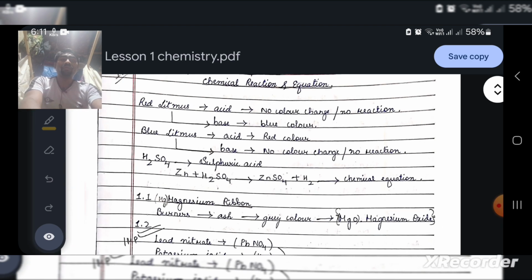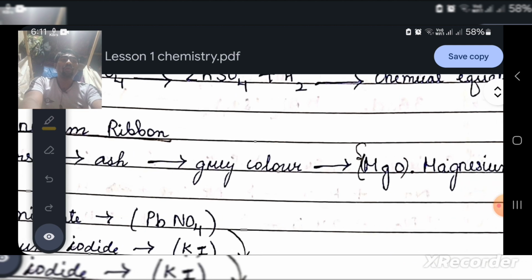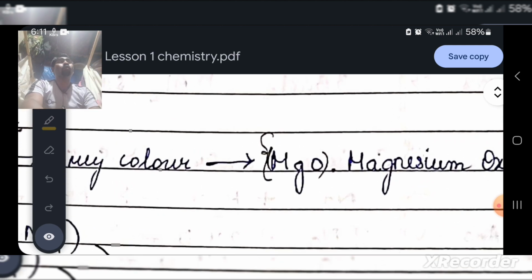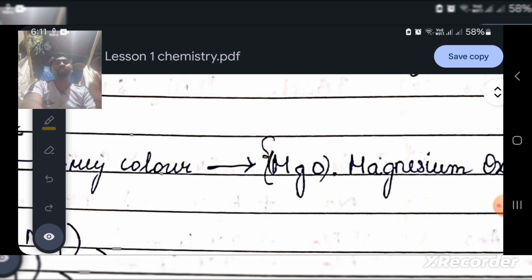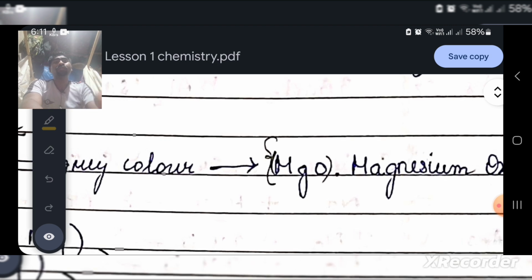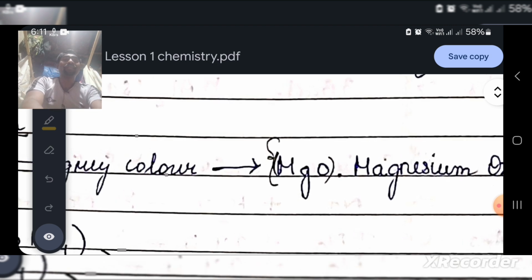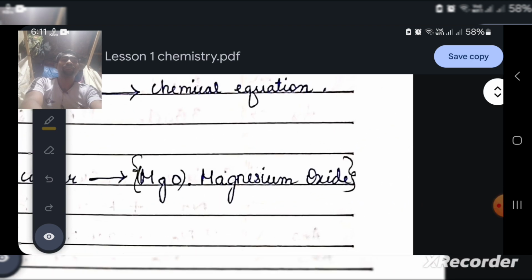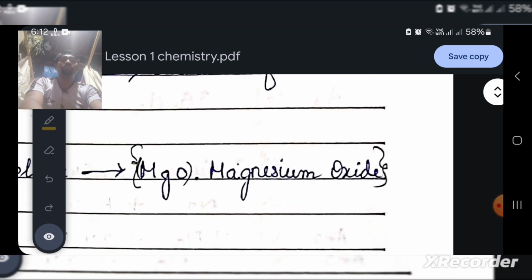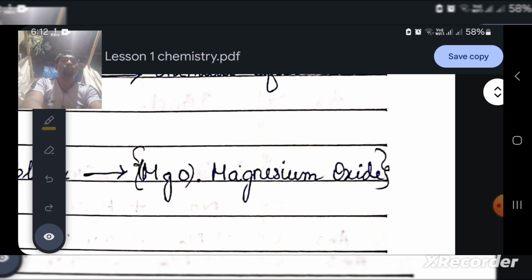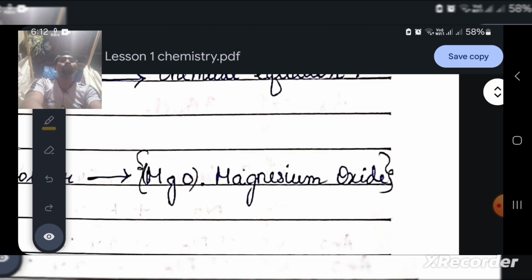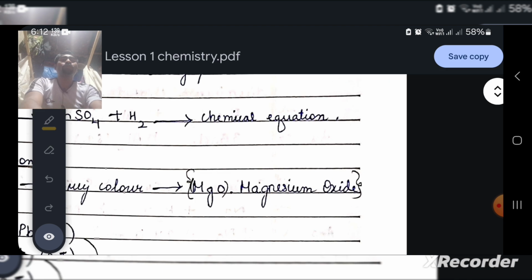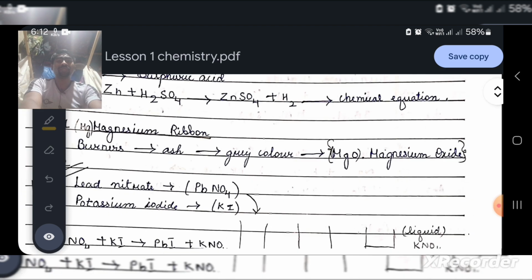Now, what happened here? When the magnesium, Mg, reacts with oxygen, means when it is burning, it's reacting with oxygen. Then it will give the product magnesium oxide. What will it give? Magnesium oxide. MgO means Mg plus O2, oxygen, will give MgO. We can say it will give two molecules of MgO in one reaction.